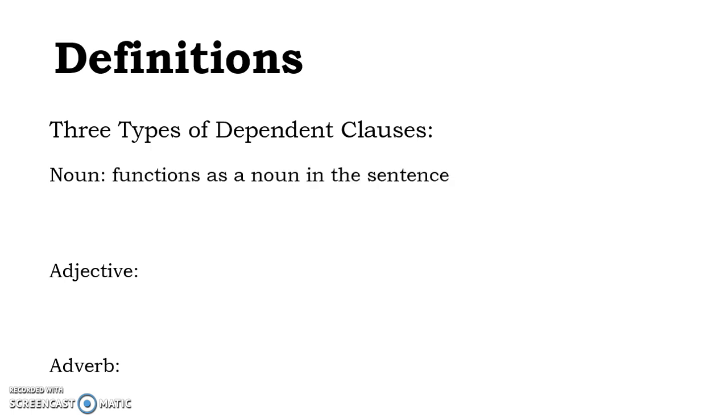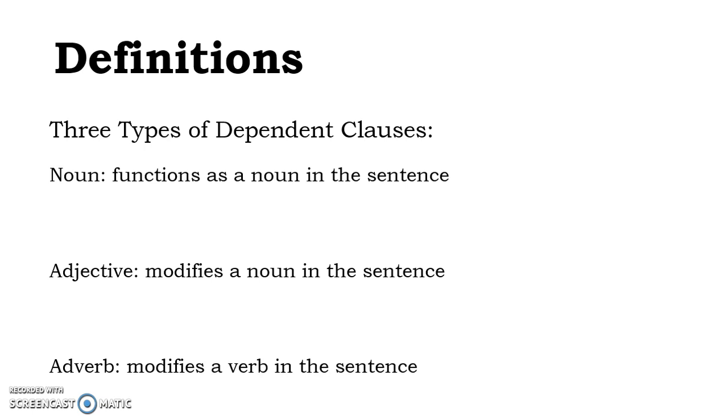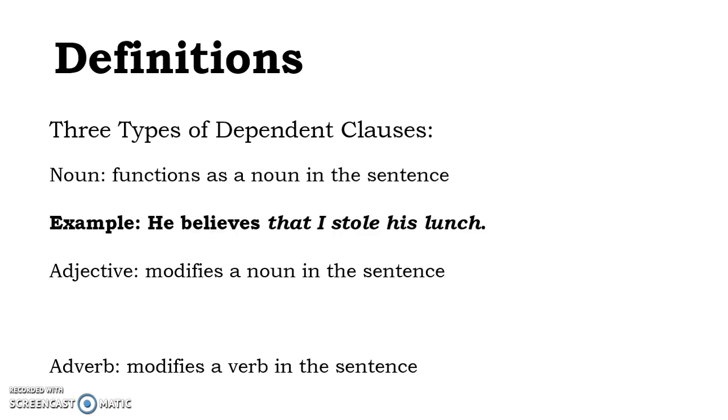A noun clause functions as a noun in the sentence. An adjective clause modifies a noun in the sentence, like any adjective. And an adverb clause modifies a verb in the sentence, just like any adverb. Let's go over some examples. Noun clause. He believes that I stole his lunch.